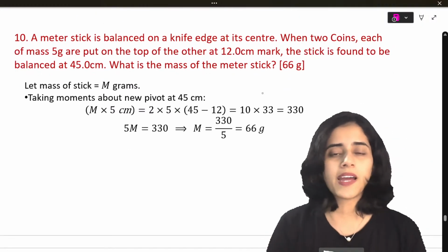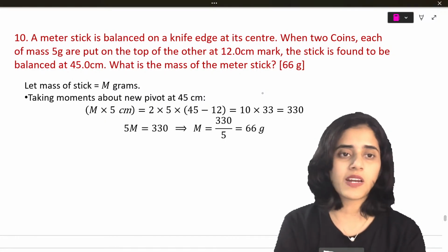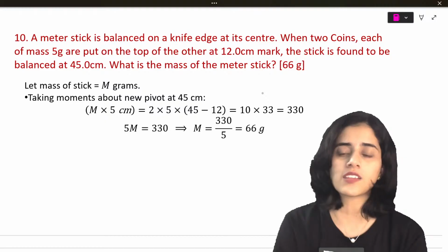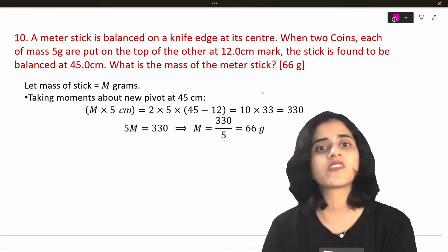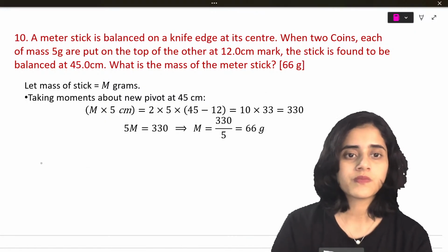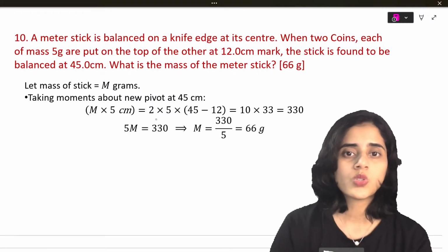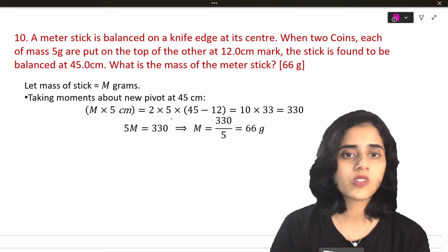A meter stick is balanced on a knife edge at its center. When two coins, each of mass 5 grams, are put on the top of the other at 12 centimeter mark, the stick is found to be balanced at 45 centimeter. What is the mass of the meter stick?